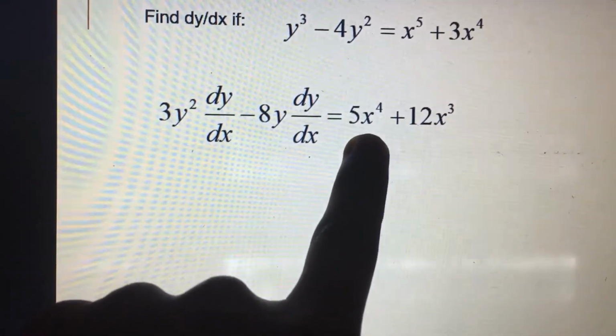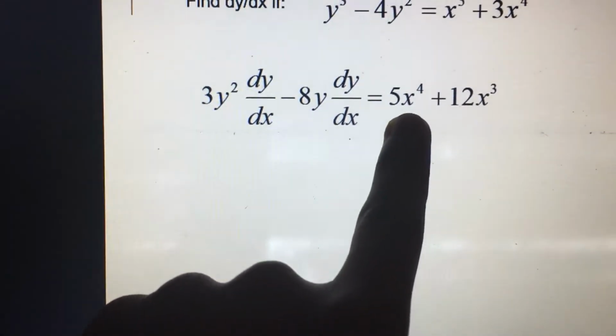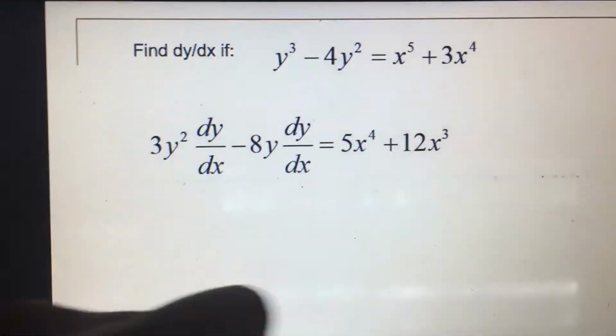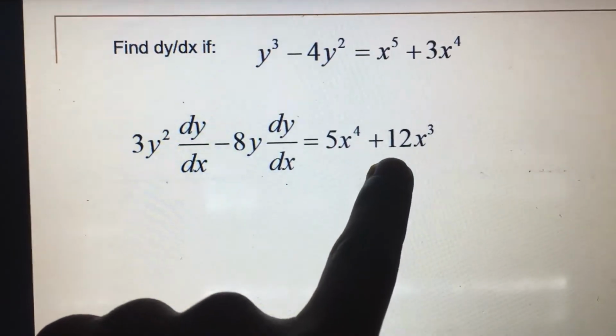Sir, nga lang walang dy over dx, remember? With respect to x. Wala, hindi man siya y. So, ba't lagyan mo siya ng y prime? Di ba? So, wala nalagyan. X man yan siya. 3x raised to 4, we have 12x cubed.